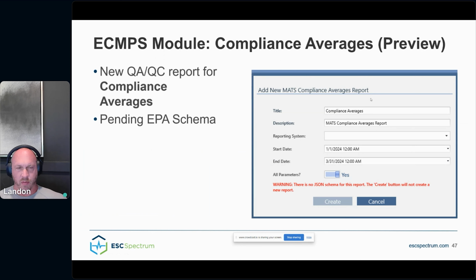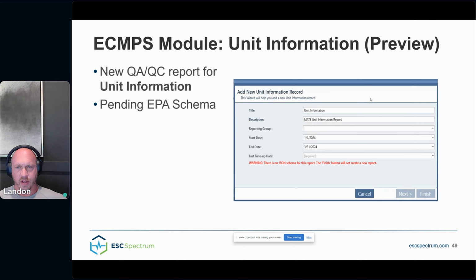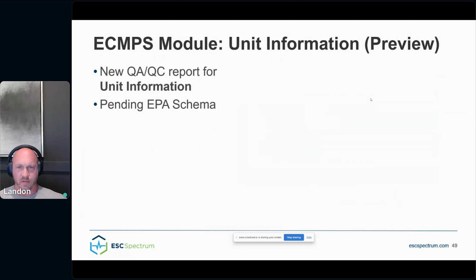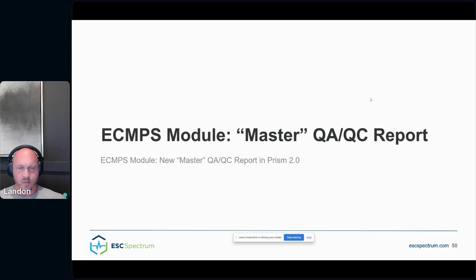Basically, it's just going to ask you for the information to create those reports. Same thing with the deviation and downtime. They basically just ask you what system, start and end date. And similar for unit information, you'll have to select a couple more options on this one. Some of the options that need to go into this, number of events, things like that, you'll need to put in to create this report. So those are all the QA/QC reports that are in the new ECMPS module.